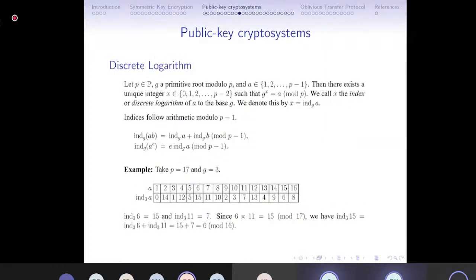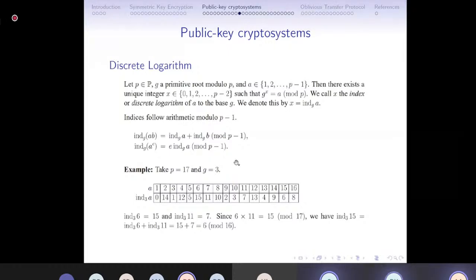Next one is the discrete logarithm problem. What is the discrete logarithm problem? Many recent cryptographic constructions are based on its security. The discrete logarithm problem states that given g to the power x and the value a, you cannot easily find the value x, which is an NP-hard problem.